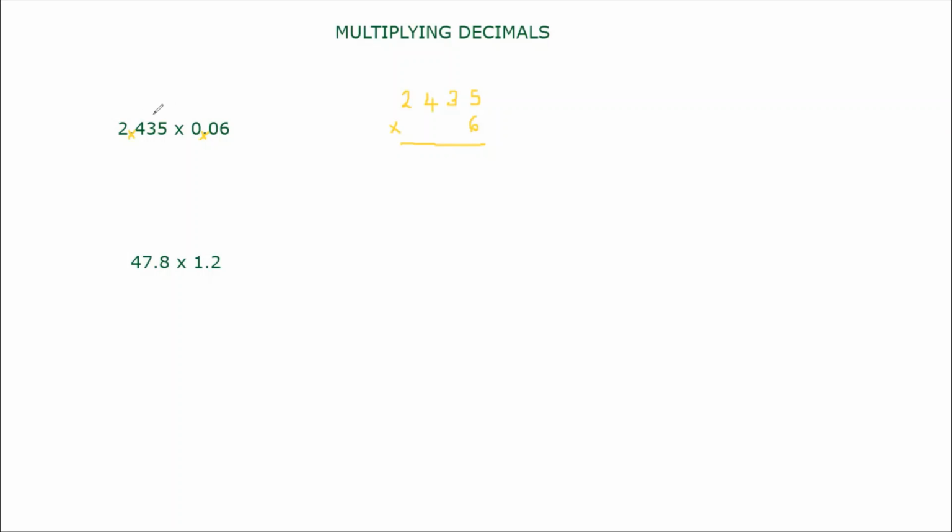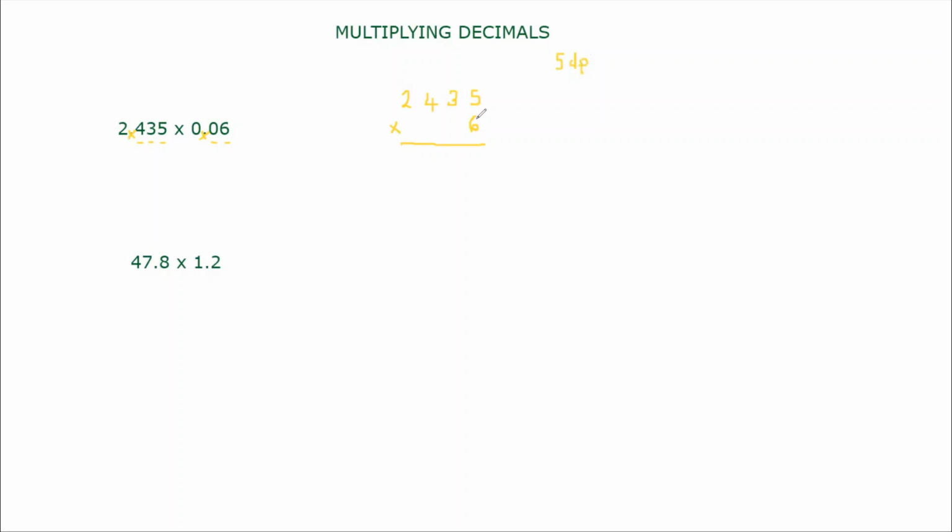So what you then need to do is count the decimal places after the decimal point. So the number of decimal places there are in the sum, you will need to have the same number of decimal places in your answer. So if we look at this one here, we have 1, 2, 3, 4, 5 decimal places in our sum. So therefore we would need to have 5 decimal places in our answer.